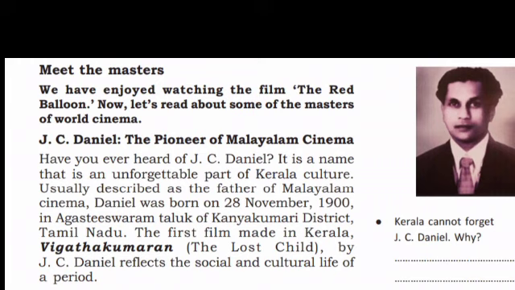Have you ever heard of J.C. Daniel? It is a name that is an unforgettable part of Kerala culture, usually described as the father of Malayalam cinema. Daniel was born on 28 November 1900 in Agastishwaram Taluk of Kanyakumari district, Tamil Nadu. The first film made in Kerala, Vigatakumaran, The Lost Child by J.C. Daniel, reflects the social and cultural life of a period.